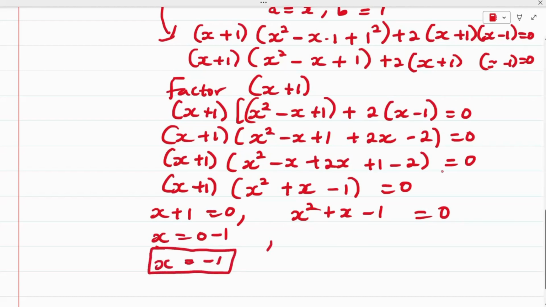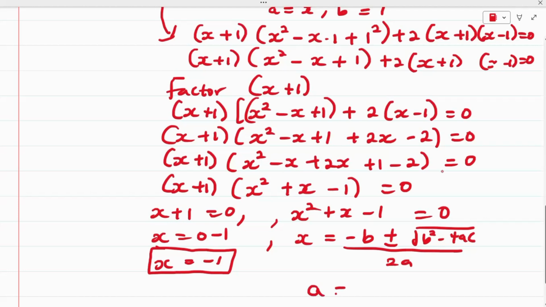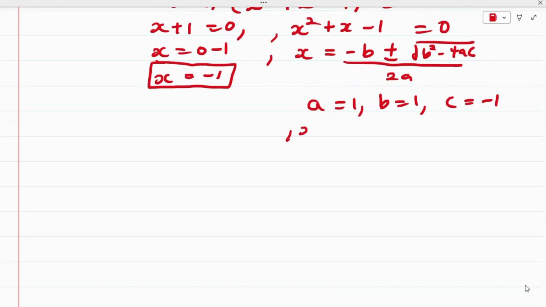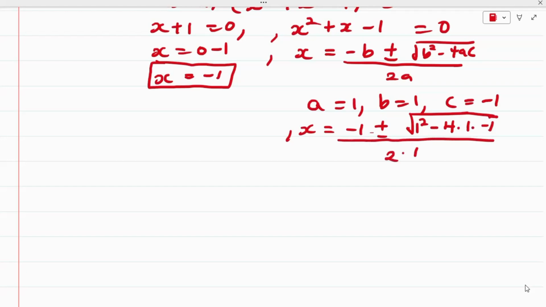And here we have the second value of x. So let's simply solve this other part by making use of the quadratic formula that says x is equal to minus b plus or minus the square root of b squared minus 4ac, divided by 2a, where a is equal to 1, b is equal to 1, and c is equal to minus 1. So we have that x is equal to minus 1 plus or minus the square root of 1 squared minus 4 multiply a, which is 1, multiply c, which is minus 1, divided by 2 multiply a, which is 1.